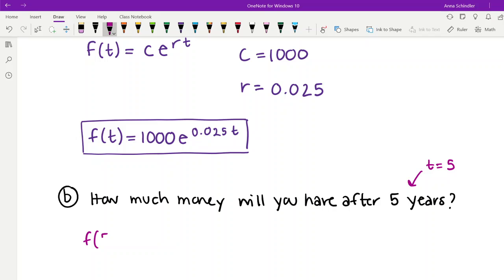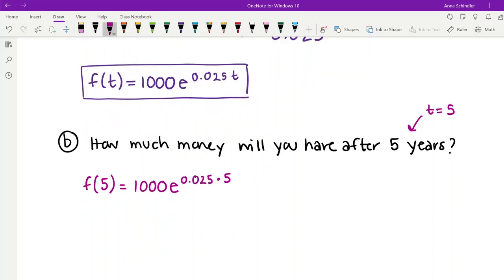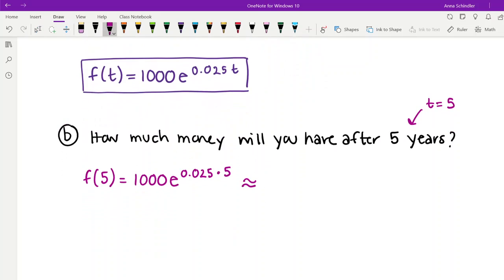So f of 5 would be equal to 1,000 times e to the 0.025 times 5. And so if you plug this all into a calculator, you will find that it is going to be approximately $1,133.15. So after 5 years with this 2.5% rate, you have made a total of $133.15 compared to your original investment.